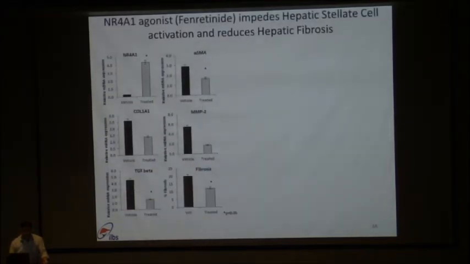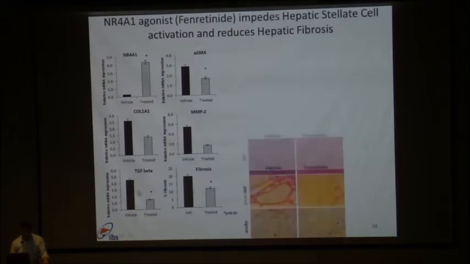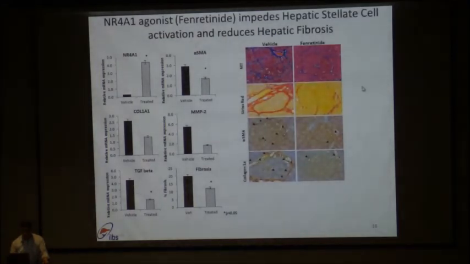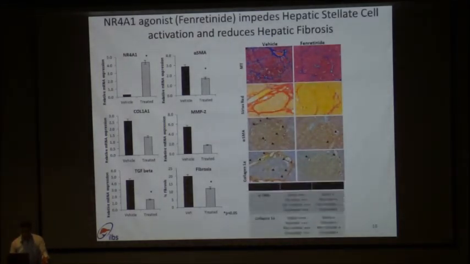In vivo also we checked. After giving the phenretinide, we found the NR4A1 gene expression was significantly high. The increased NR4A1 gene expression correlated with alpha SMA downregulation, MMP2 reduction, and reduction in fibrosis, even the TGF-beta levels. Tissue histology also confirmed the reduction in fibrosis in the phenretinide-treated groups. So overall, phenretinide enhances NR4A1 expression, inhibits hepatic stellate cell activation, and reduces fibrosis and portal hypertension.